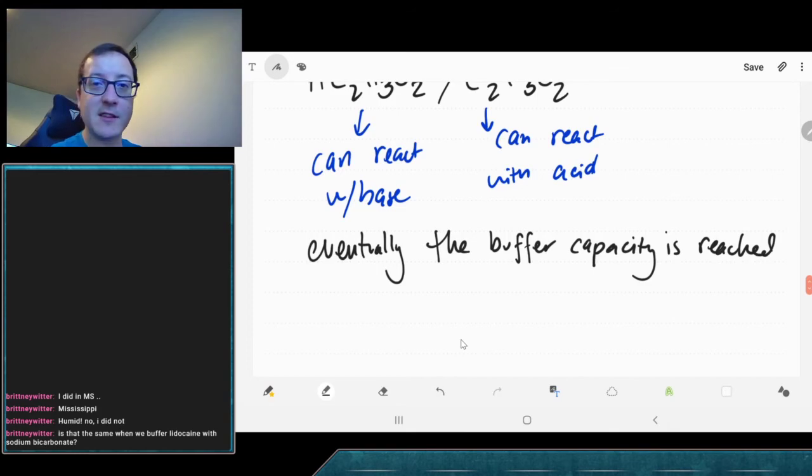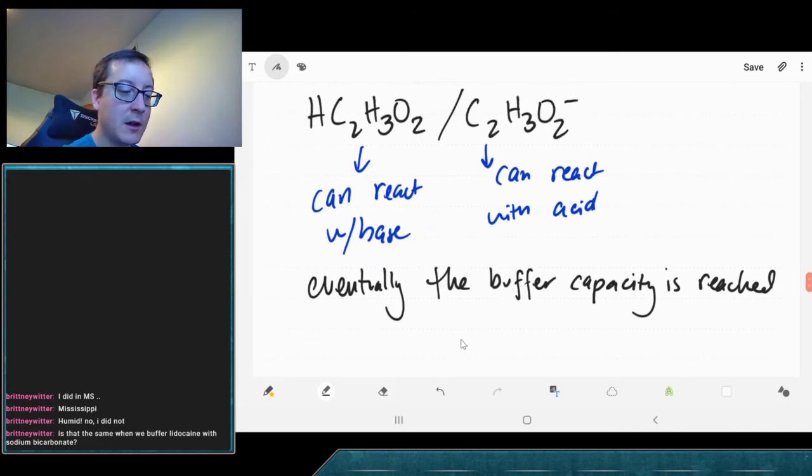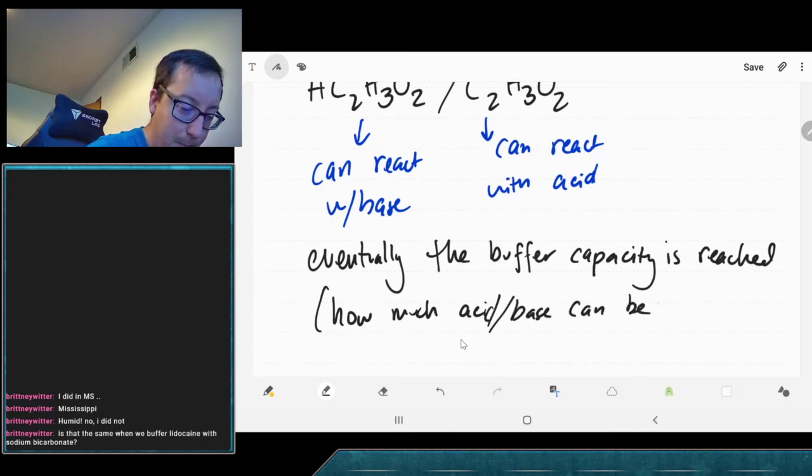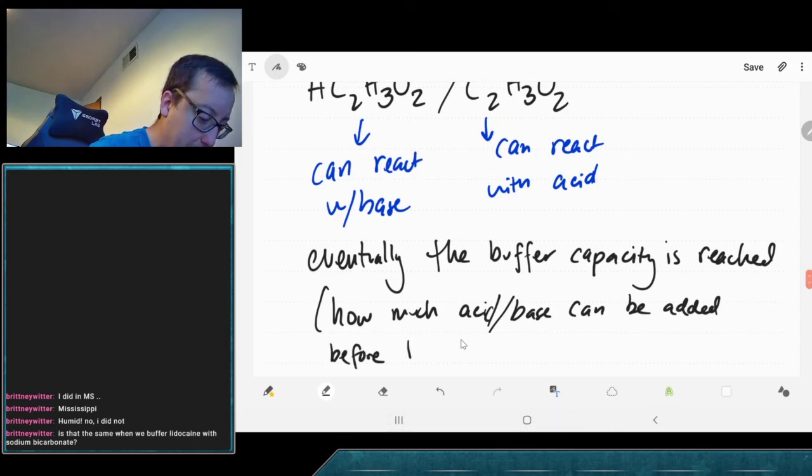So if you add enough acid to it, you'll completely react all of your acetate or whatever. And at that point, you'll start having drastic pH changes again. So the buffer capacity is the limit of how much acid or base a buffer can take before it becomes overwhelmed. And that is how much acid or base can be added before the pH changes drastically.